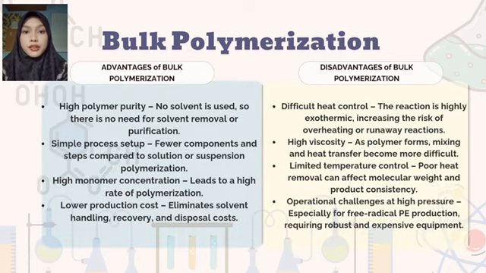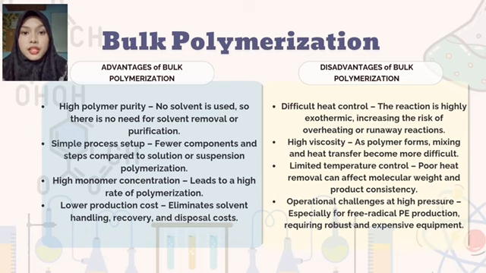Now, we move into its advantages and disadvantages. Advantages of bulk polymerization. First is high polymer purity. No solvent is used, so there is no need for solvent removal or purification. Second, simple process setup, with fewer components and steps compared to solution or suspension polymerization. Third, high monomer concentration leads to high rates of polymerization. Lastly, lower production costs, as it eliminates solvent handling, recovery, and disposal costs.